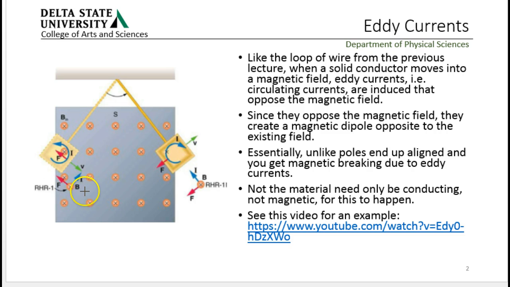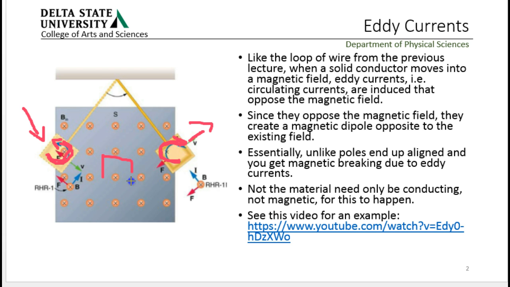These are circular loops of current, just like when we had a loop of wire moving into or out of a magnetic field, it generated a current. So as this enters the magnetic field, it generates a current, and as it exits the magnetic field, it generates a current in the opposite direction.